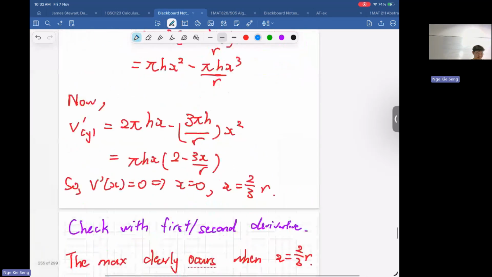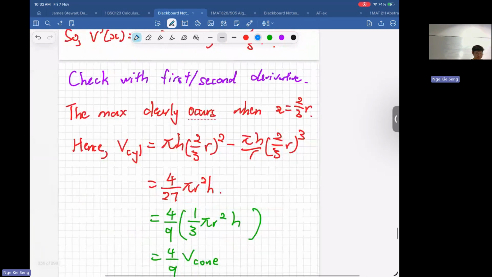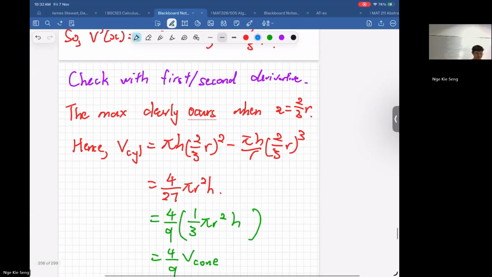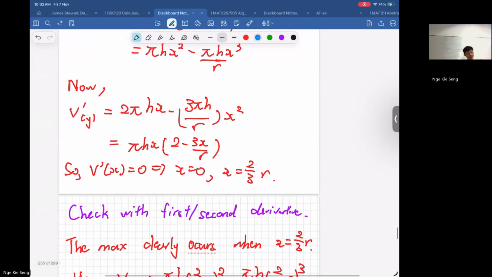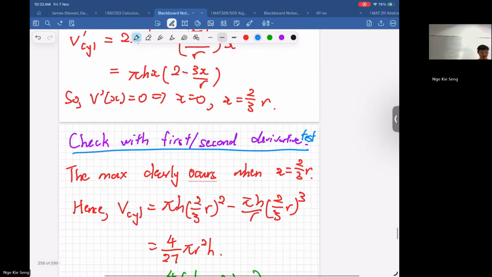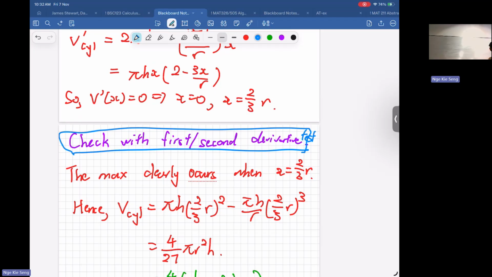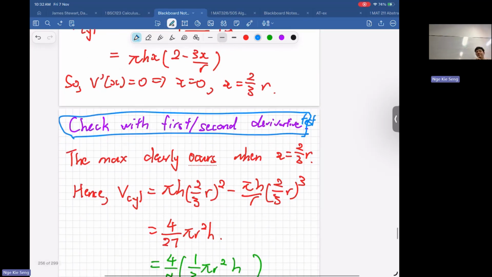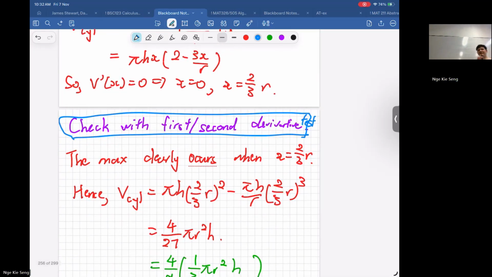Anything I want to comment here? Yeah. So in the exam, please check these tests here. It's just that I don't want to repeat the calculation here. But don't ask me to check. If you ask me to check, you don't get marks. Please check it yourself. Any question?